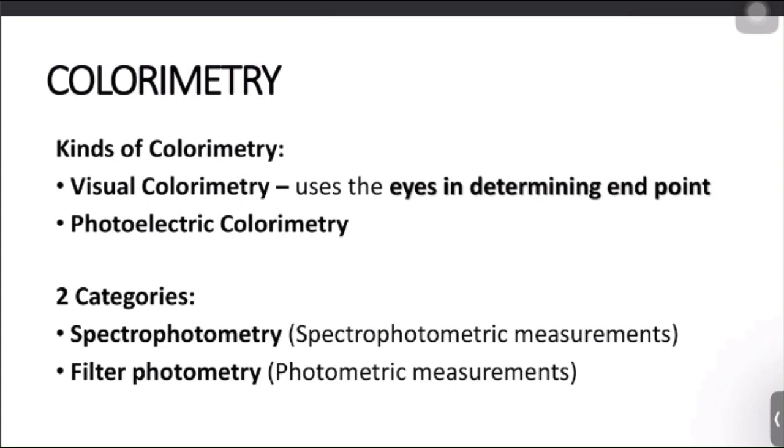So, kunyari, you are doing titration. So dapat ang end product mo is pink salmon yung color. More than that, you exceeded the color reaction. So you just determine the color of the endpoint. Photoelectric colorimetry. So you are using electric charge in order for you to have a good color result. So you do have two categories, your spectrophotometry and your filter photometry.